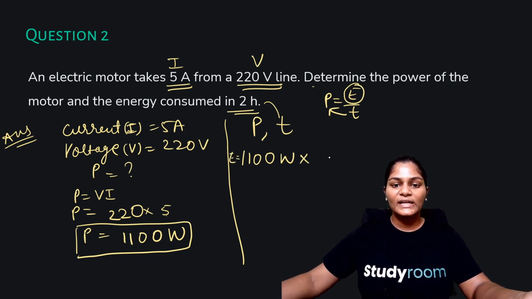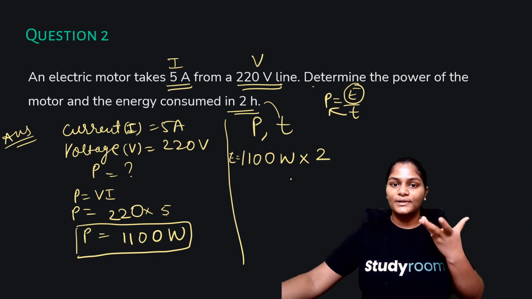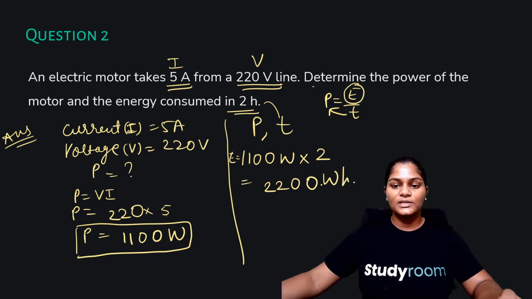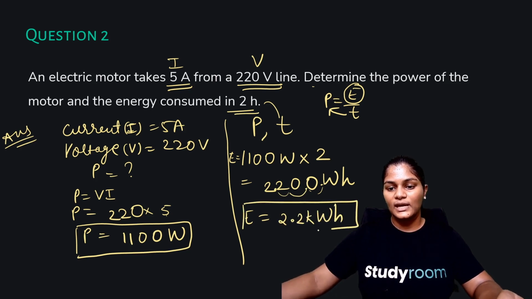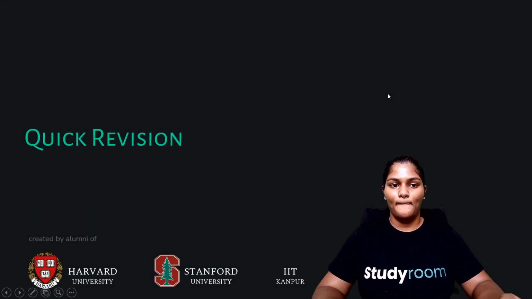1100 watts into time, which is given to us as 2 hours, right? I'm not converting this to seconds because I want it in the standard unit. So this becomes 2 ones are 2, 2 ones are 2, 100. This is in watt hours. So if I want it in kilowatt hours, I take the decimal back 1, 2 and 3, right? So the energy becomes 2.2 kilowatt hours. This is the energy which is consumed in 2 hours, okay?